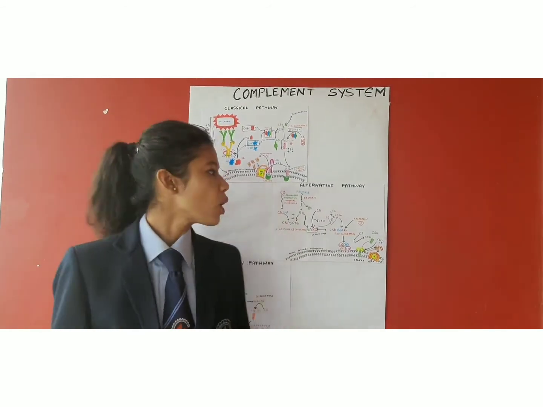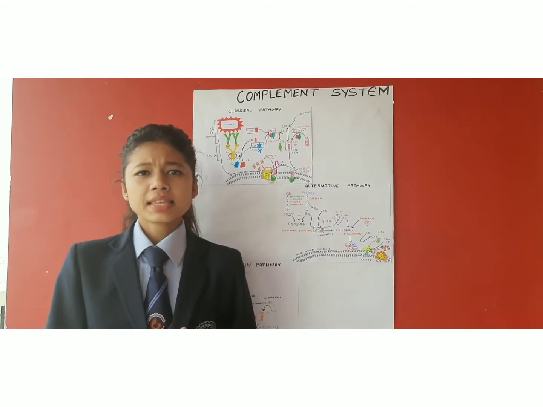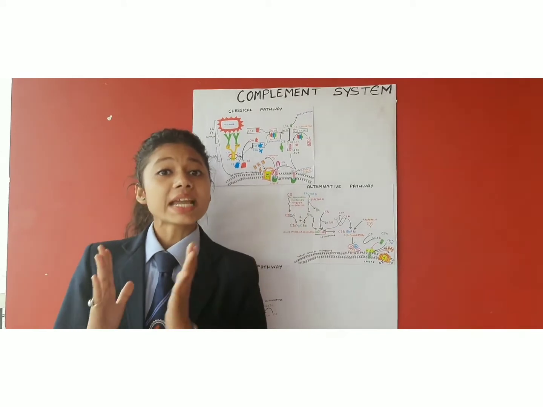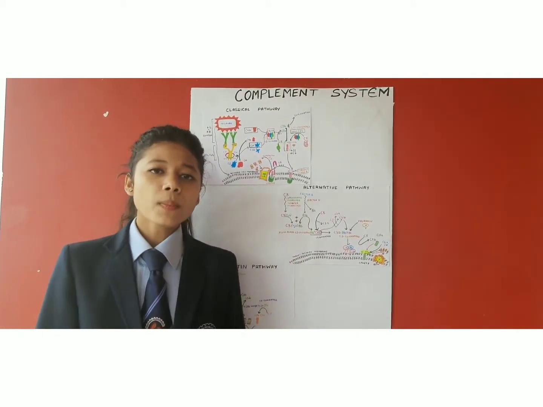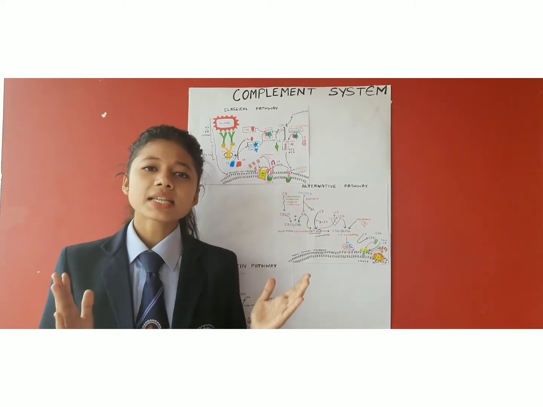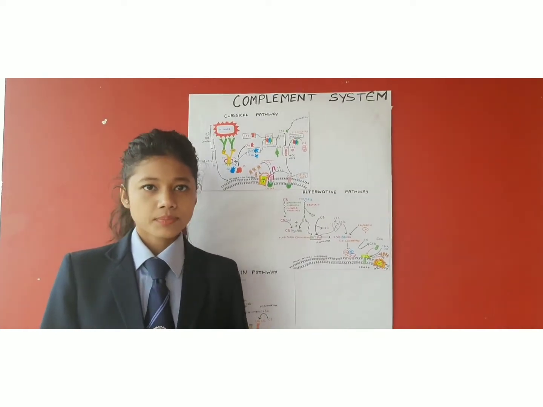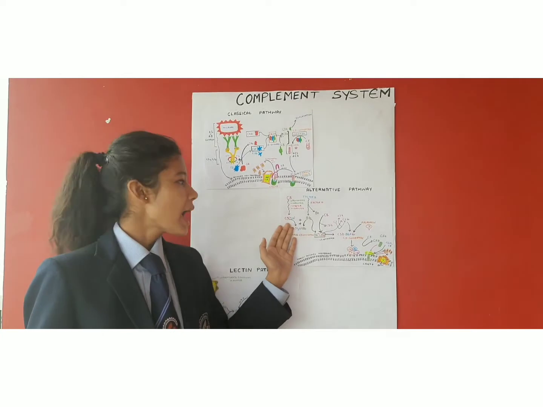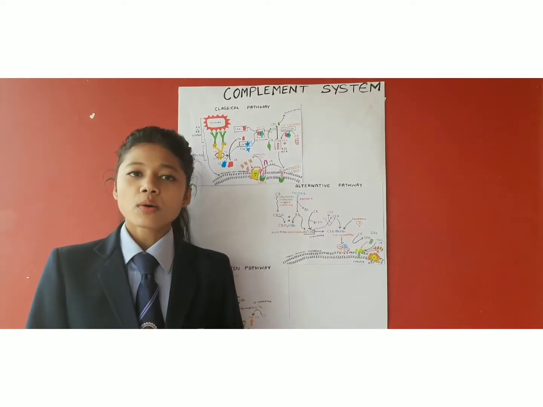Now, talking about the alternative pathway. This is an antibody independent pathway. This whole process is initiated with the C3 complement protein, which is present in the plasma. It undergoes spontaneous hydrolysis, as you can see in the diagram. Spontaneous hydrolysis forms C3H2O.